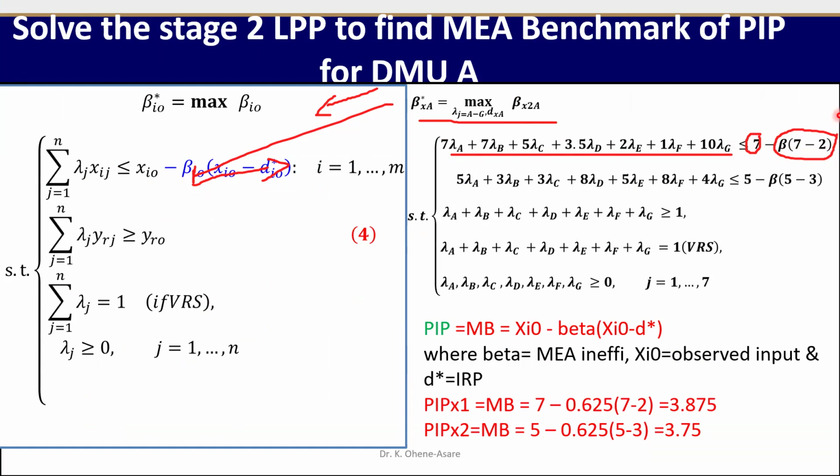Yes, Emily, your hand is up. Yes, Doc. Please, the objective function. Yeah. Can you explain why the beta is x2a? So it's supposed to be x1a. Yeah. It's supposed to be x1a. Just a second. Let me just correct that because that was a very important observation.